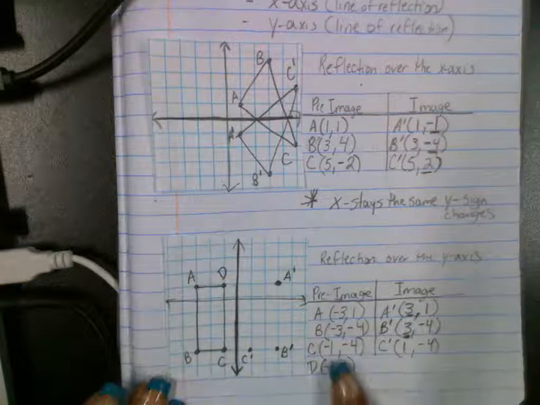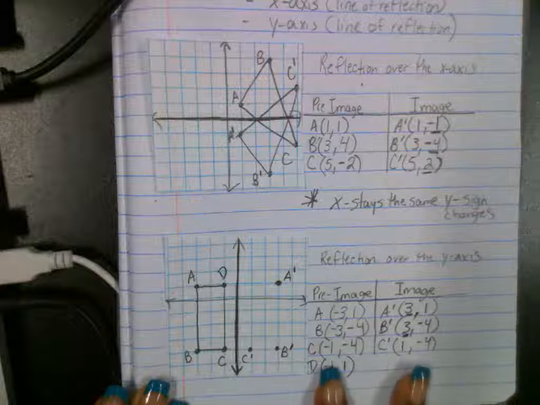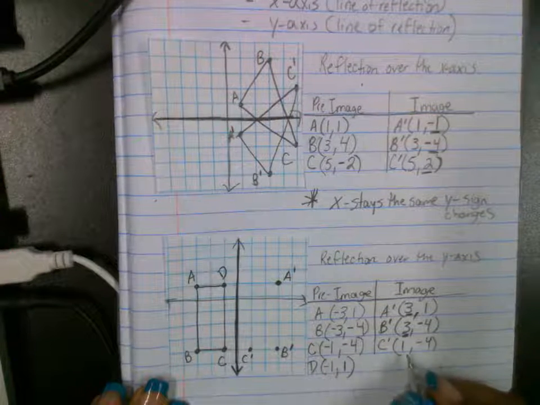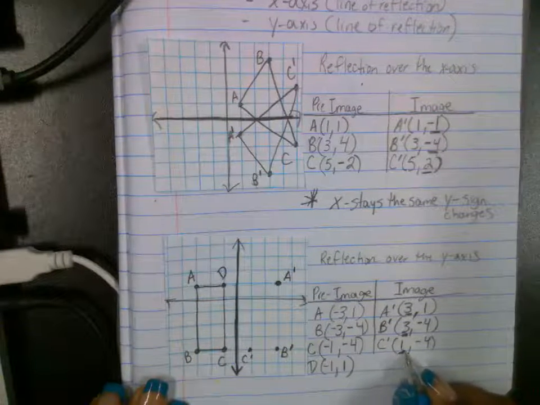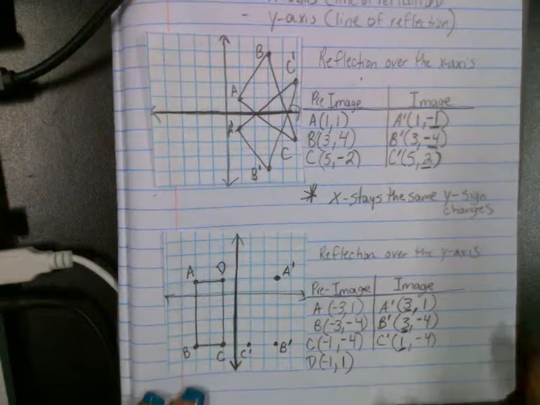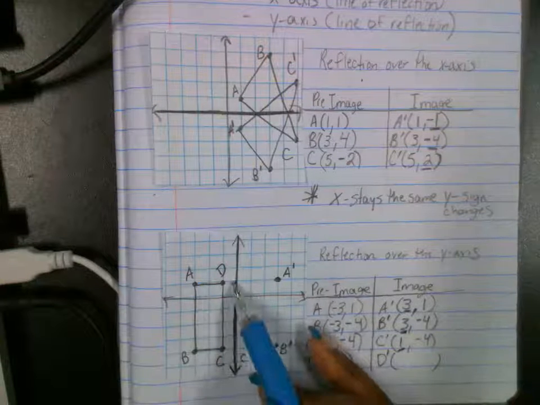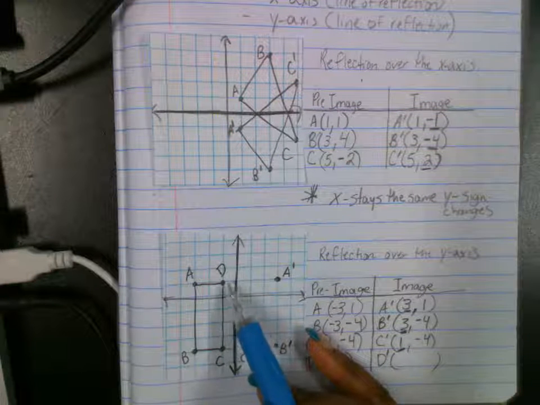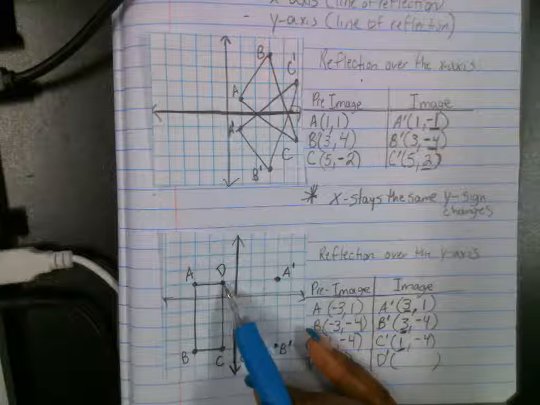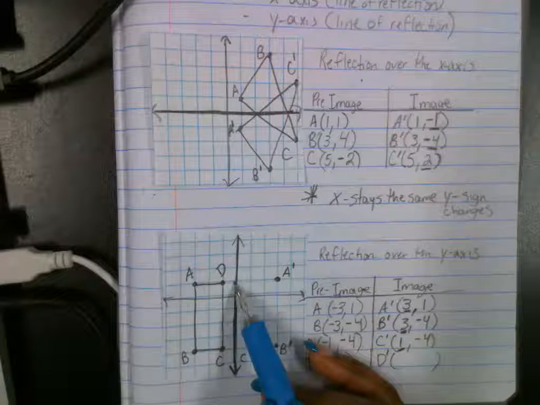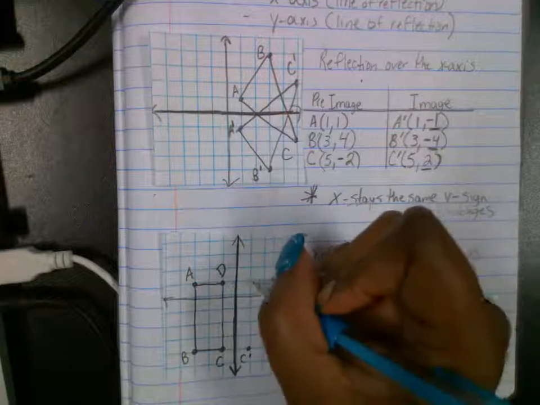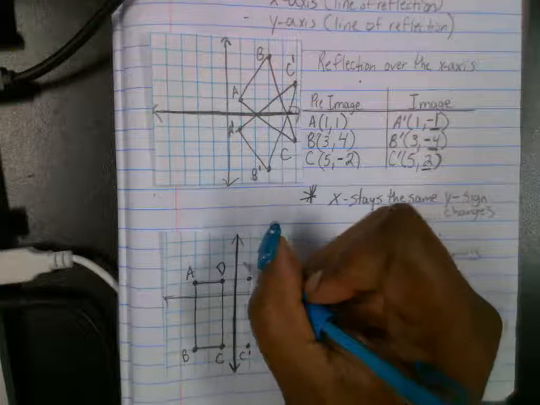What's the difference between these two ordered pairs? The x coordinate. Okay. Let's find D prime after we flip it. After we flip the x, what's the new location for D? How far is D away from the line of reflection or the y-axis? 1. So if I flip it, it's going to be 1 on the other side. This is D prime.